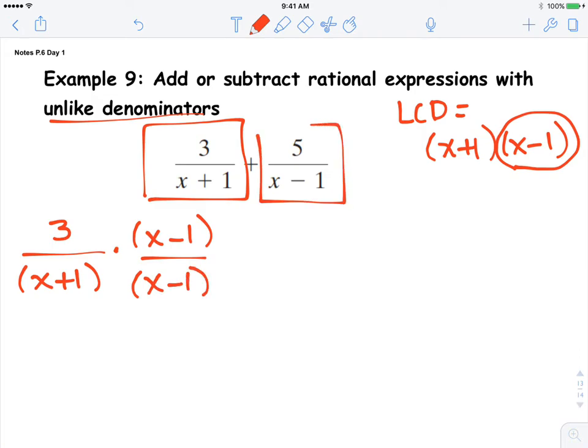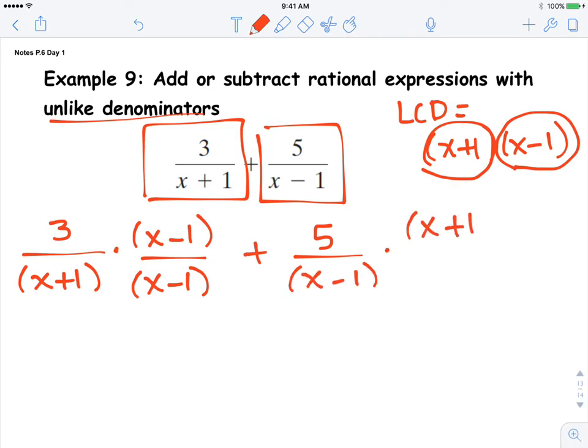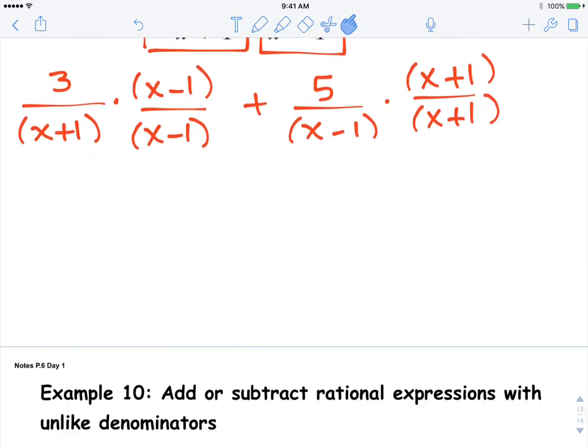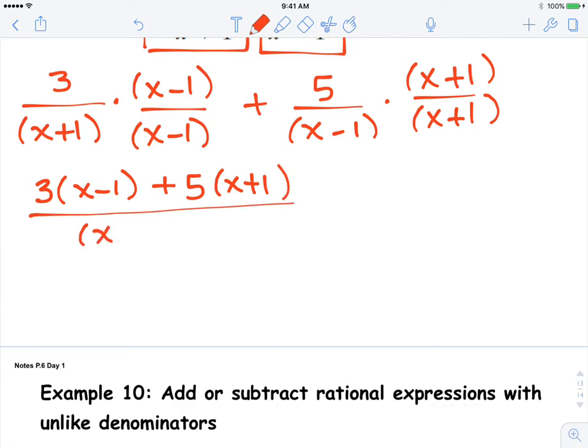Now we're going to go to the second fraction. What am I missing? I'm missing the x plus 1. So I need to multiply the numerator and the denominator by what I'm missing. And now we need to simplify it. So in order for us to simplify it, our denominators are the same, so we can combine this into one fraction. So 3 quantity x minus 1 plus 5 quantity x plus 1 all over that LCD. X plus 1, x minus 1.